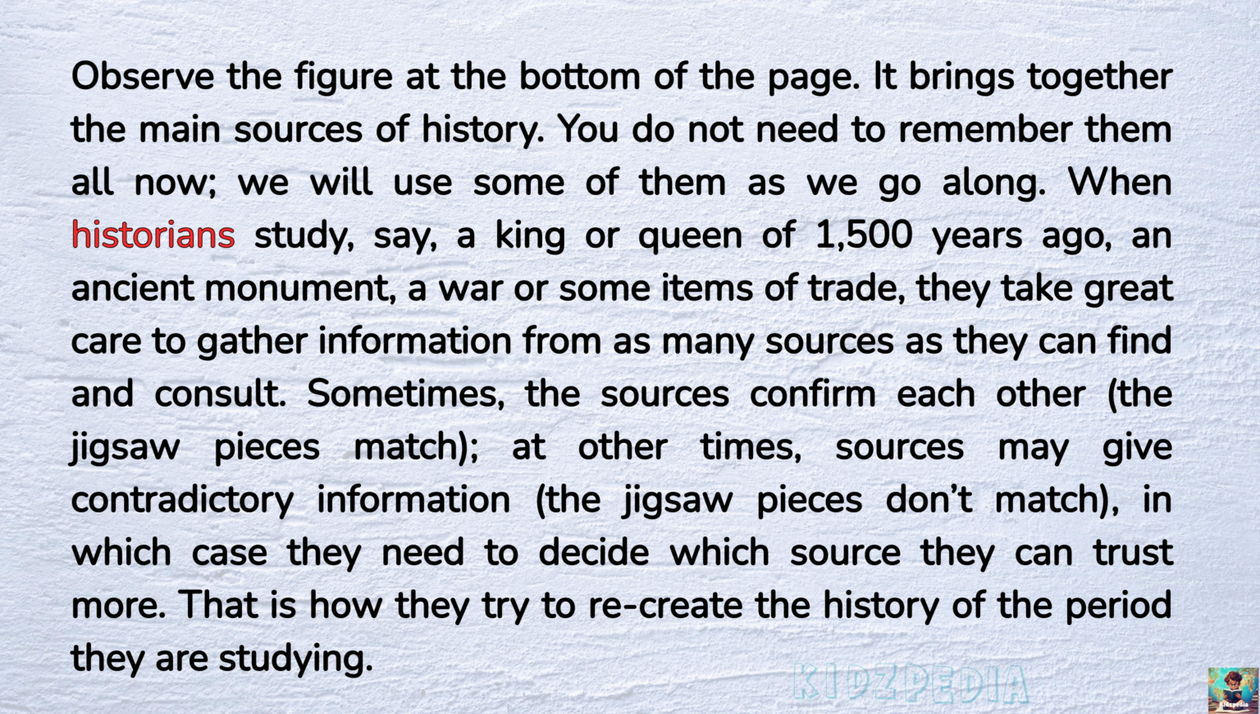When historians study, say, a king or queen of 1500 years ago, an ancient monument, a war, or some items of trade, they take great care to gather information from as many sources as they can find and consult. Sometimes the sources confirm each other. The jigsaw pieces match. At other times, sources may give contradictory information. The jigsaw pieces don't match, in which case they need to decide which source they can trust more. That is how they try to recreate the history of the period they are studying.